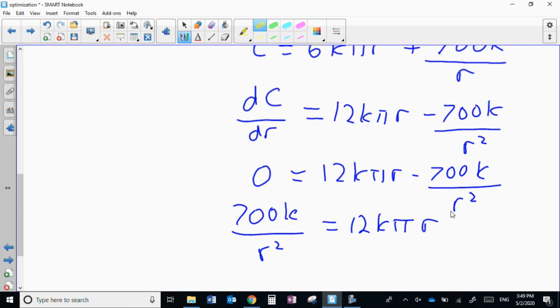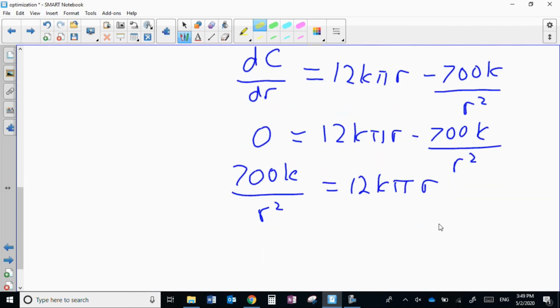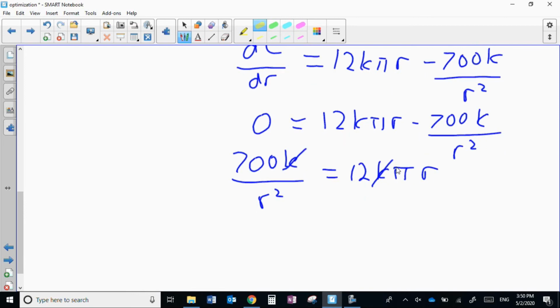Now notice something interesting happens here. The k's actually divide out. And so we don't need to worry about the fact that we didn't actually know what k was. We didn't actually know what the cost per centimeter cubed of either the lateral or the base or the top was equal to. Here we're going to get 12r cubed equals 700.